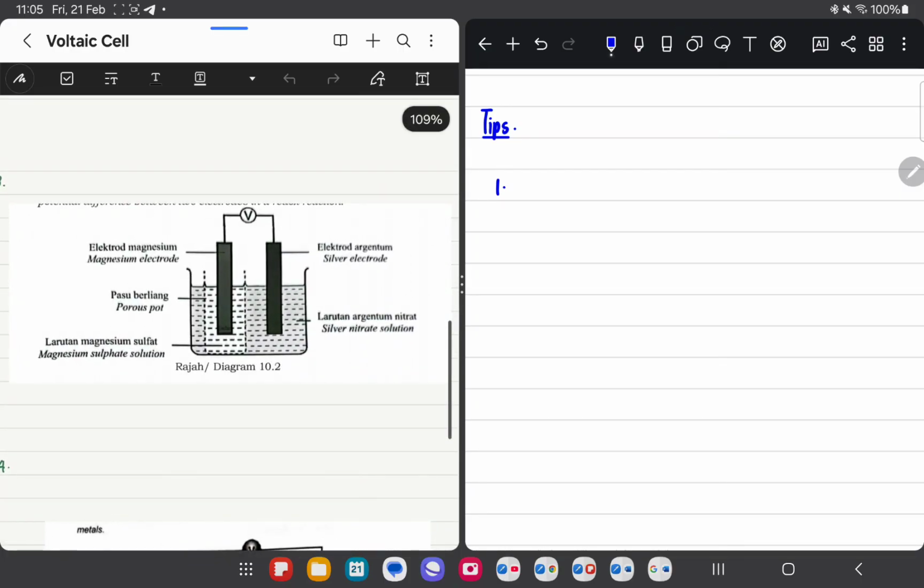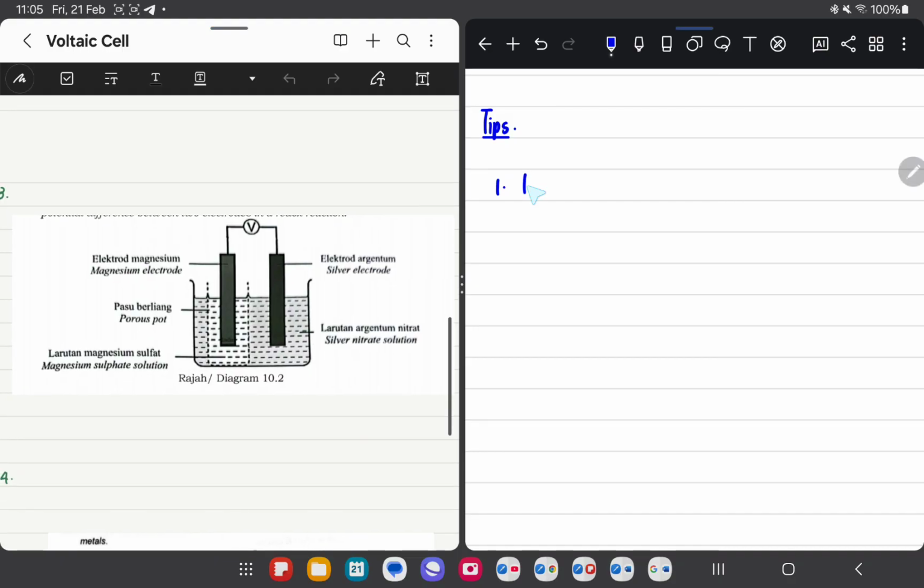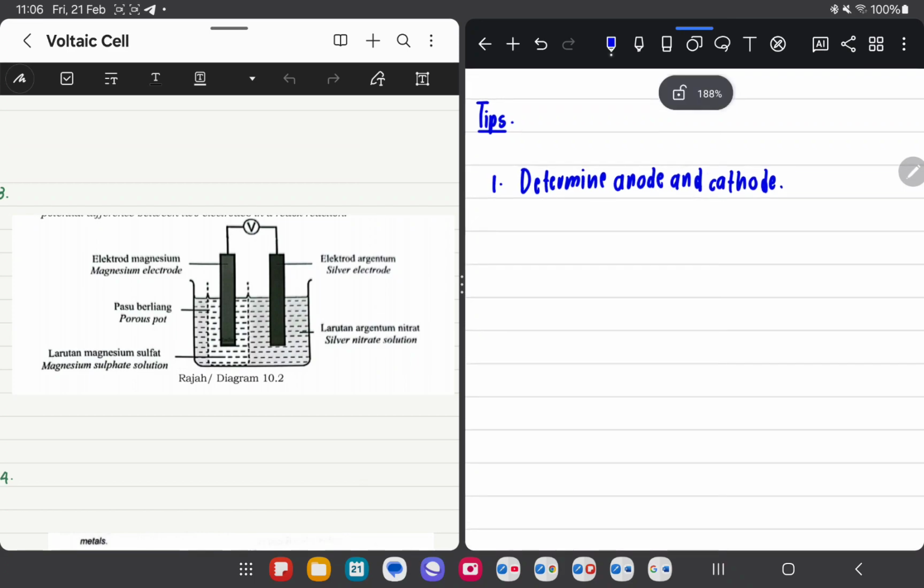is to determine the anode and cathode, or in other words, we call the anode the negative terminal and the cathode the positive terminal. So determine anode and cathode. That should be your first job.